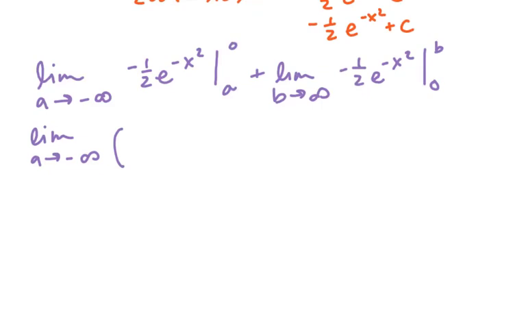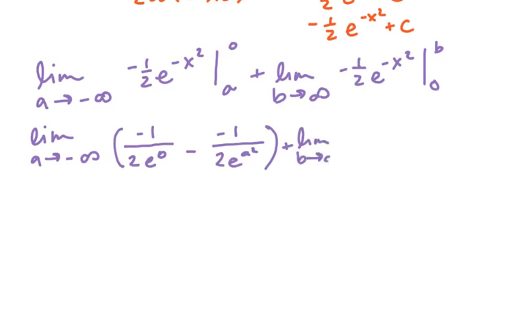And so it would be, I need to, so I'm going to bring this guy to the denominator so that my brain can wrap around exactly what this is. So it's going to be negative 1 over 2e to the 0 minus negative 1 over 2e to the a squared, same thing over here, negative 1 over 2e to the b squared minus negative 1 over 2e to the 0. Alright.